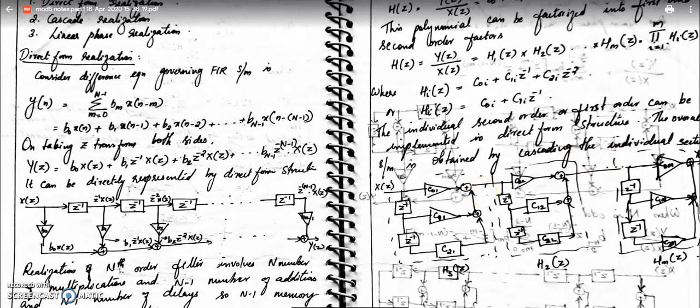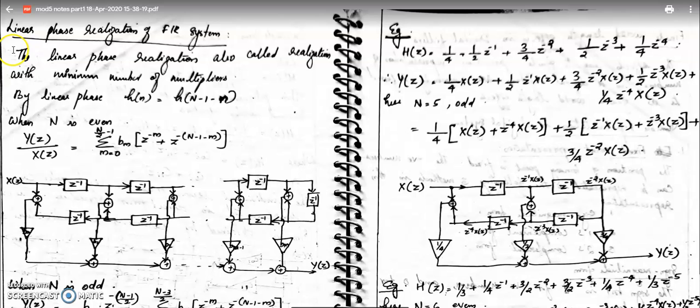The next one is the linear phase realization of FIR filter. You will get another question like this: you have to realize the FIR system with a minimum number of multipliers. That also requires linear phase realization.